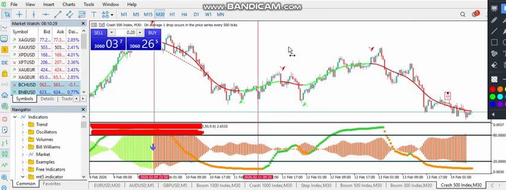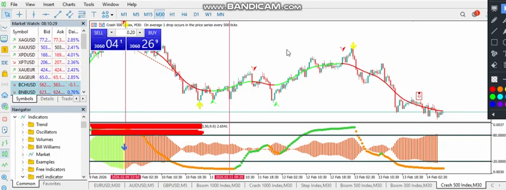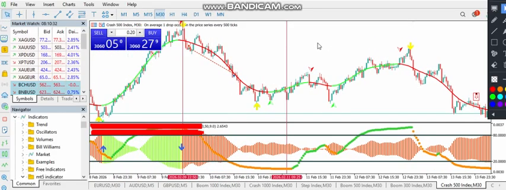This is PJ. So guys, inside this particular video I'm going to show you what has happened so far on Crash 500 on 30-minute time frames and 5-minute time frames using this particular smart indicator.